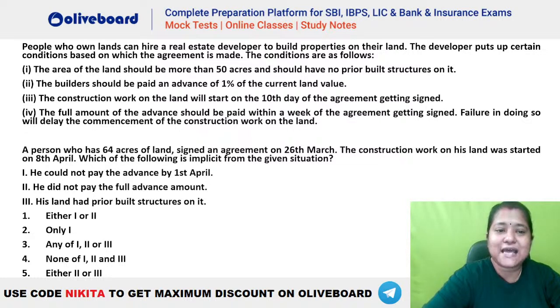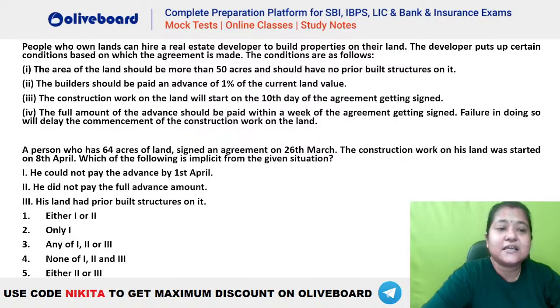People who own land can hire a real estate developer to build properties on their land. The developer puts up certain conditions based on which the agreement is made. The conditions are given here, right? So you can see that people can hire a real estate developer to build properties on their land. That means if you own a land, you can hire a real estate developer and you can build properties in there. But the developer also has certain criterias in there, right? So what are the criterias here?